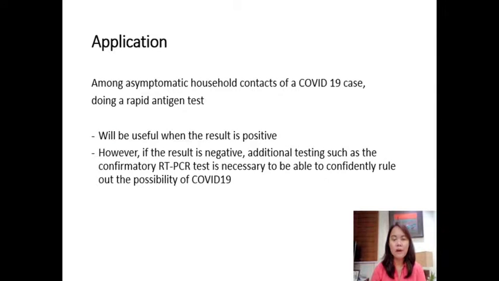Okay? So what's our application? Using the results of this article, we can say that among asymptomatic household contacts of a COVID-19 case, doing a rapid antigen test will be useful when the test result is positive because, as you saw, the post-test probability jumped way beyond our treatment threshold. However, if the result is negative, additional testing such as the confirmatory RT-PCR test is necessary to be able to confidently rule out the possibility of COVID-19.